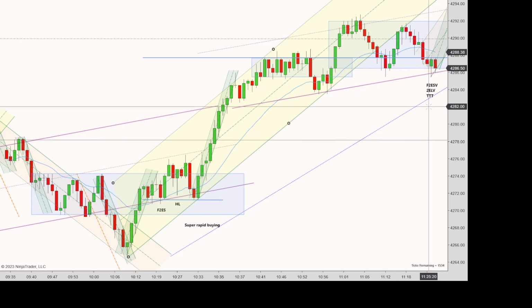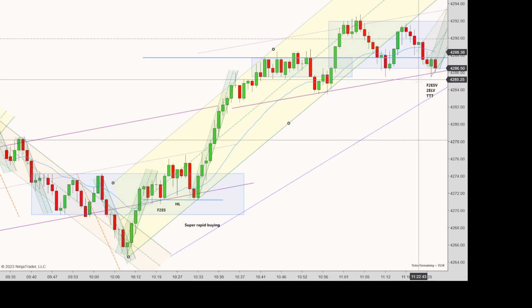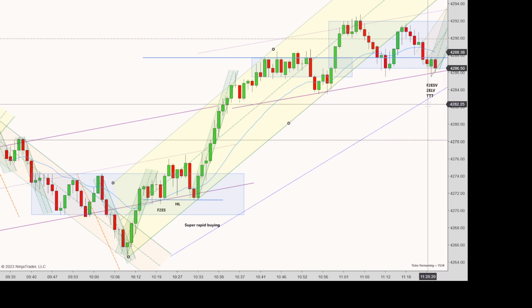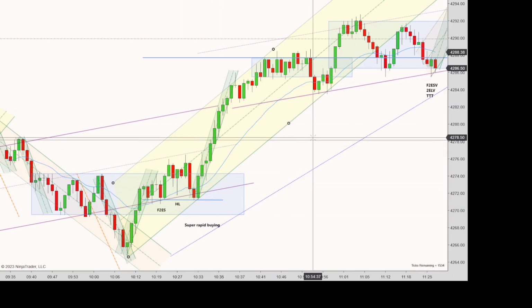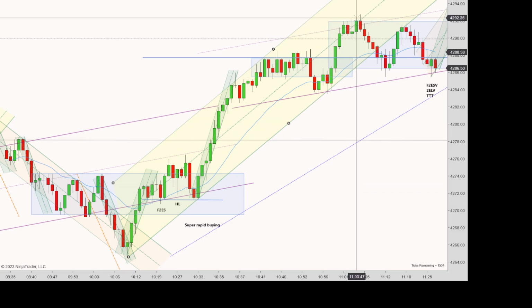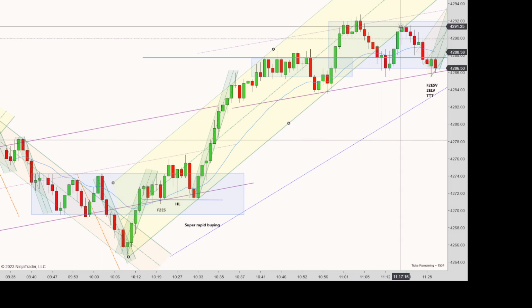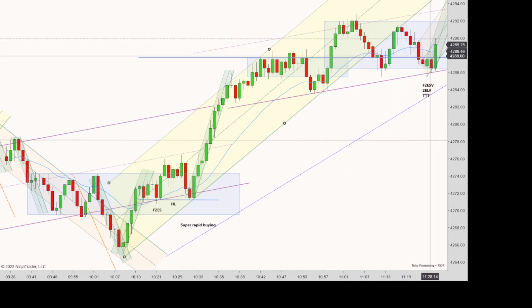But to be honest, I didn't recognize this completely in real time. It was only after the fact, and ideally, as I get better, I would be able to see this in real time. So what we have here is a larger visual second entry long. You have a new high, a first entry long, a pullback, then a larger visual second entry long. You also have a larger visual failed second entry short.